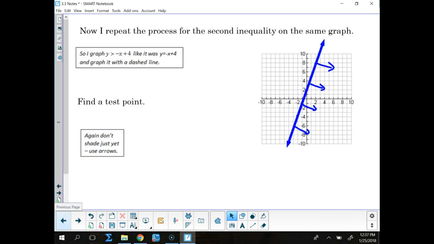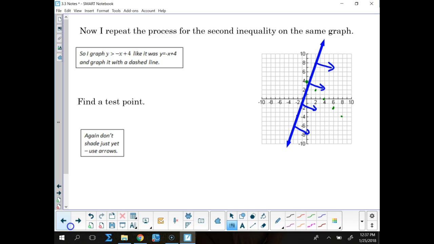So now I go to the second line, or the second inequality that I have. So y is greater than negative x plus 4. I treat that like it was y equals negative x plus 4. And so I'm going to go up 4 from my origin, put a dot. Then I've got a slope of negative 1, so I'm going to go down 1 and right 1.